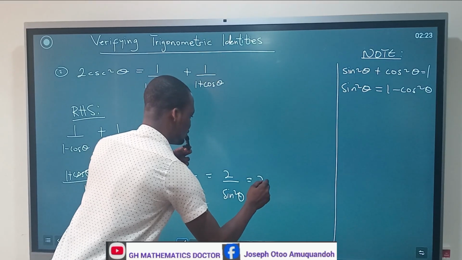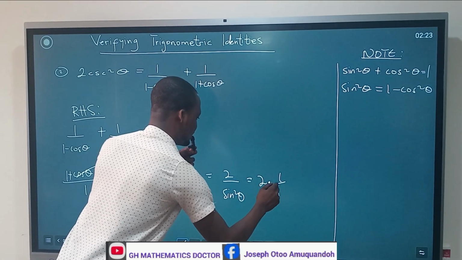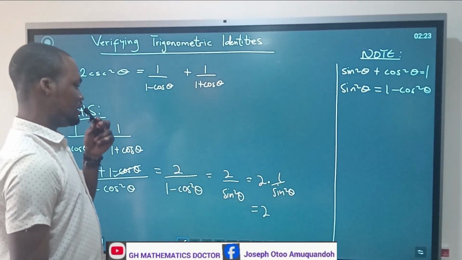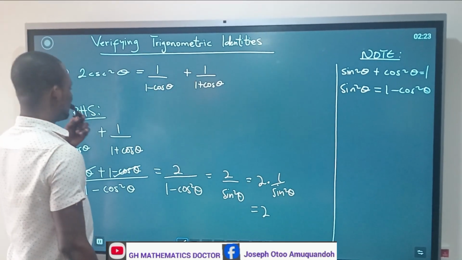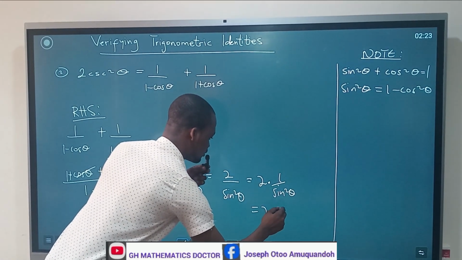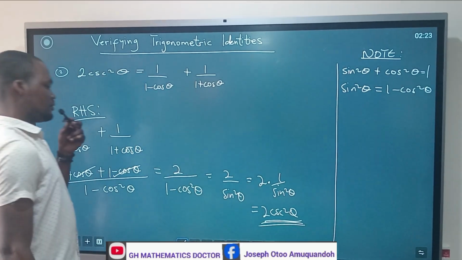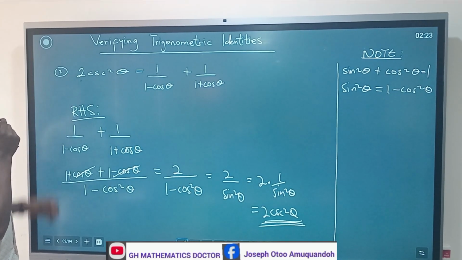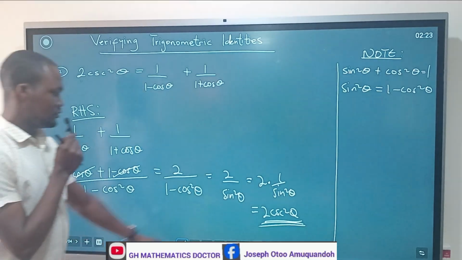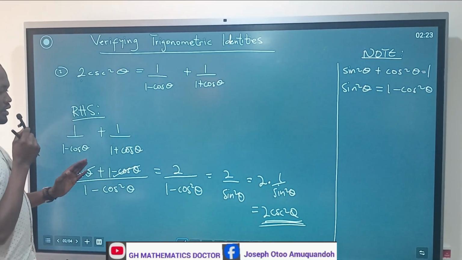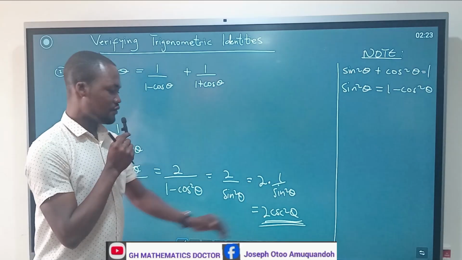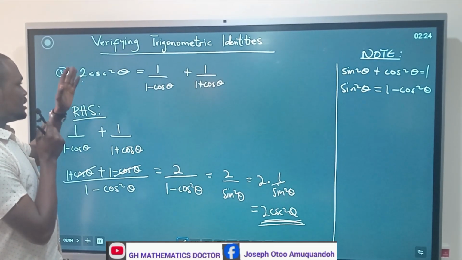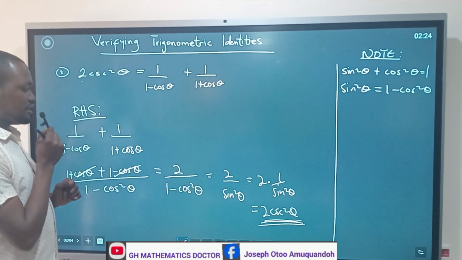And this will give you 2 times 1 over sine square theta. And 1 over sine square theta is giving us cosec square theta. So we're going to have 2 cosec square theta. And this is verified according to what we have at the left hand side. So after going through steps like this, our identity will be verified. So whatever identity is given, the left hand side and the right hand side should be in the same form.